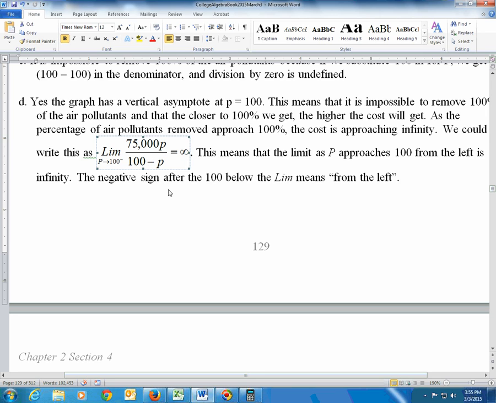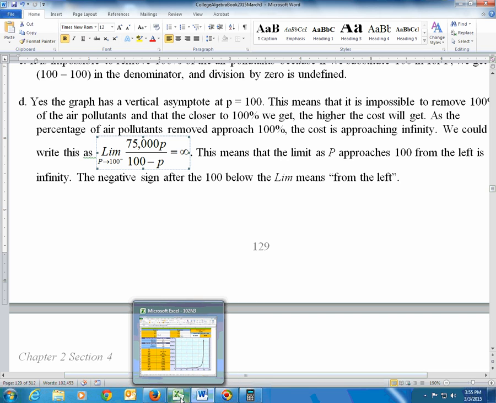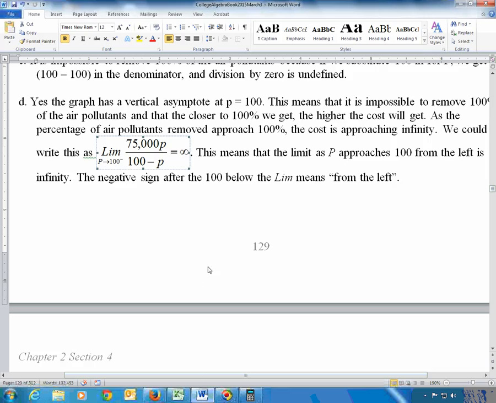Well, it's approaching infinity. Infinity is the right answer. Sometimes you may even have to type that in on a test, infinity. So look, on the left-hand side, here's 100. Looking on the left-hand side, what's approaching? Infinity. And that would be the answer to the problem. It's as easy as that.